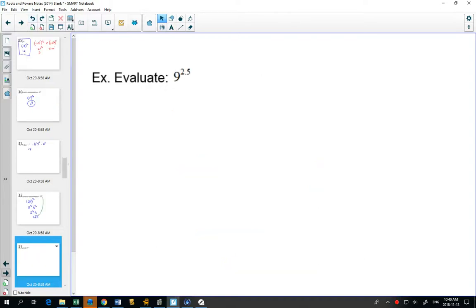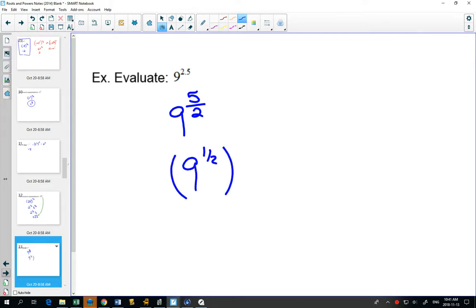Evaluate 9 to the 2.5. How did you do? I would have changed this first to a fraction. The square root of 9 is 3. Mental math might be a little hard on 3 to the 5. 3 times 3 times 3 times 3 times 3.